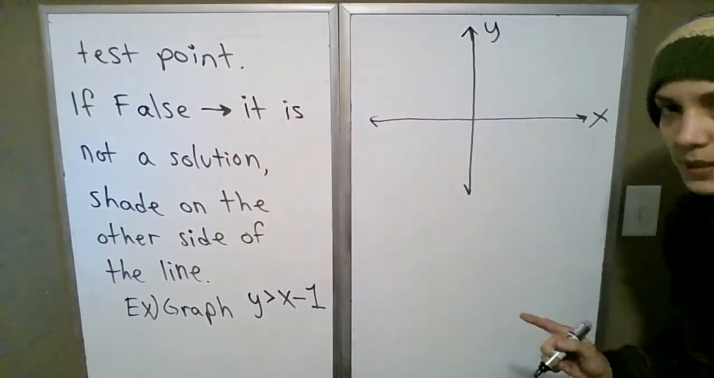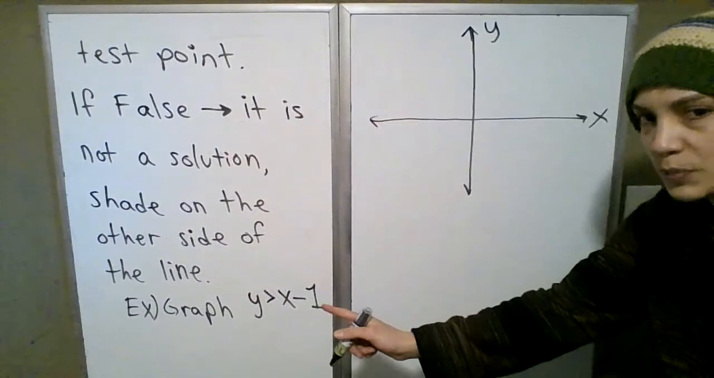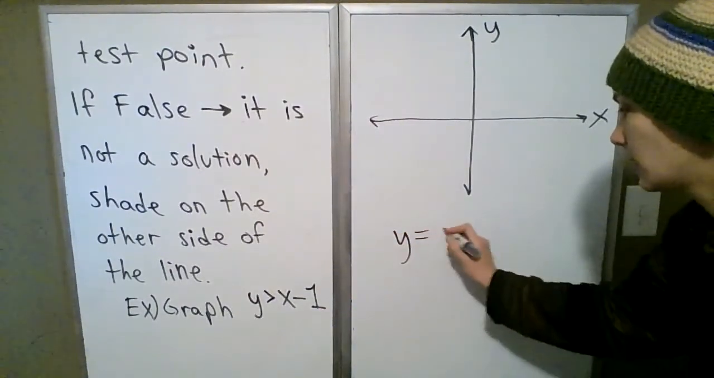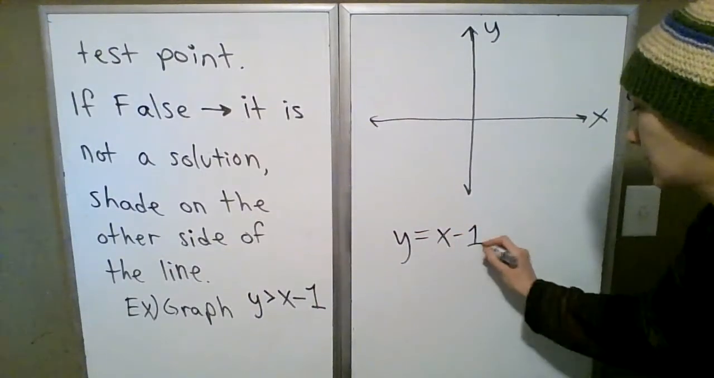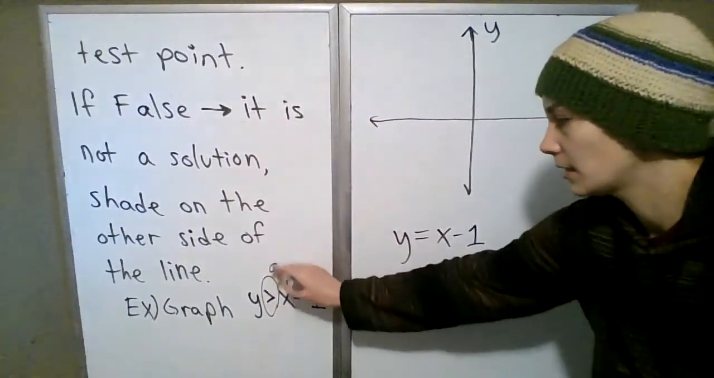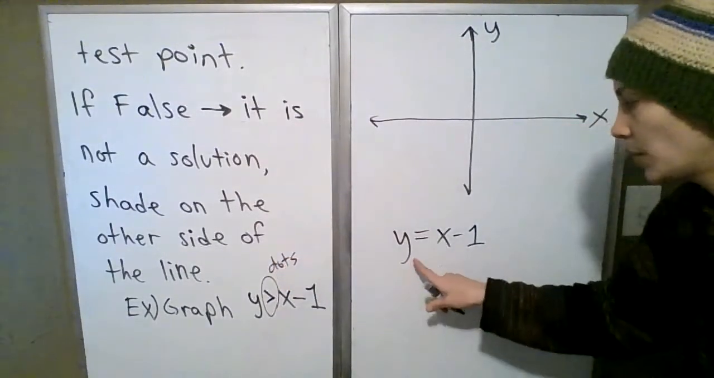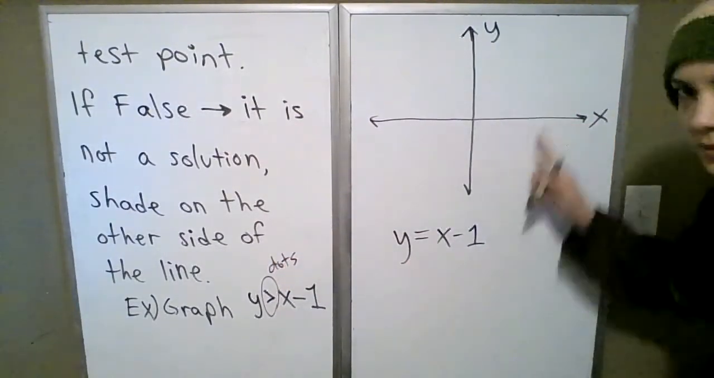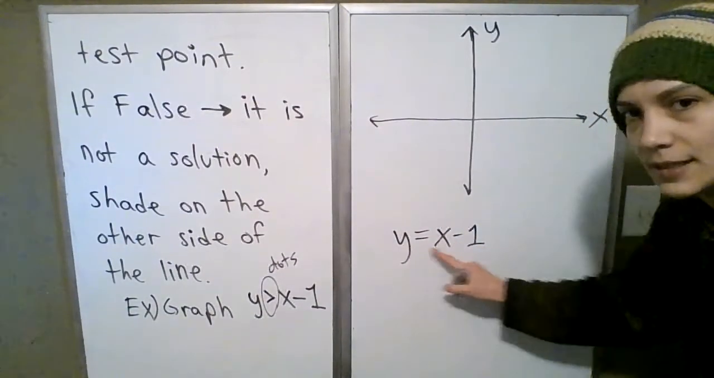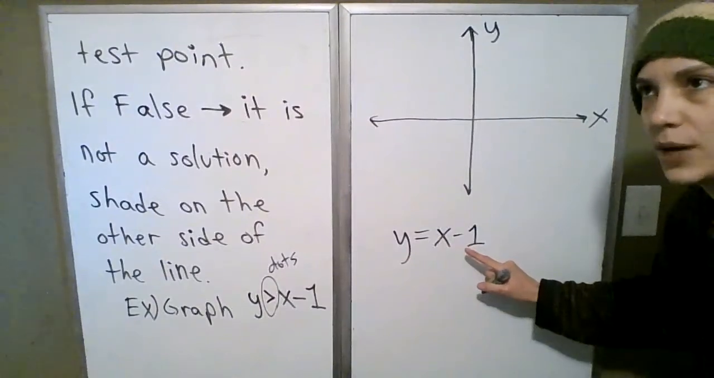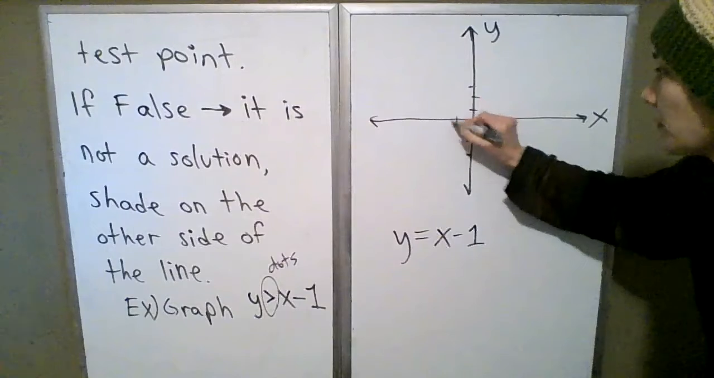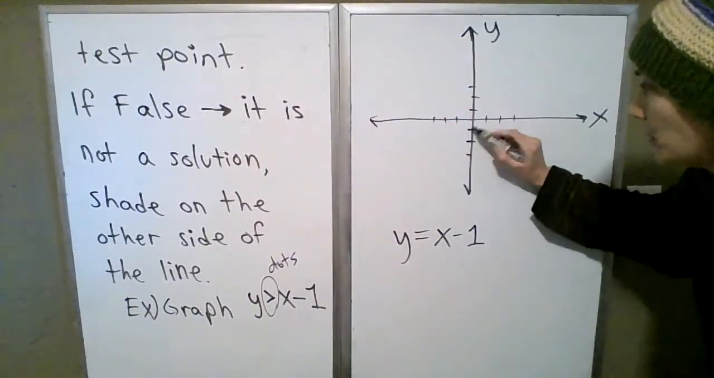So the first thing to do is to take that and replace the symbol with an equal sign. But since it's a strict inequality, I want to do this with dots. So when I put this on my graph, it's going to be dashed or dotted. Okay, this line starts at a y-intercept of -1. So 0, -1.